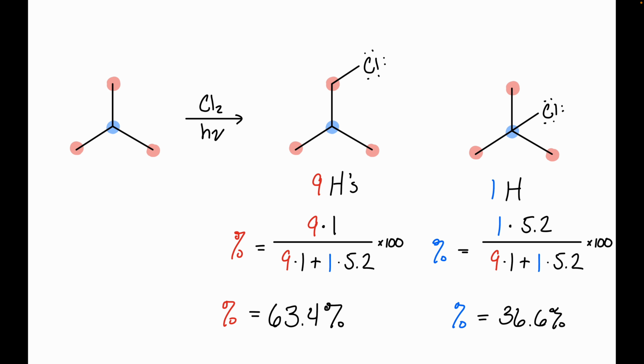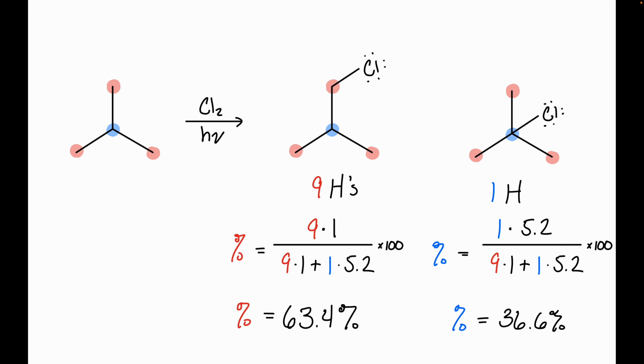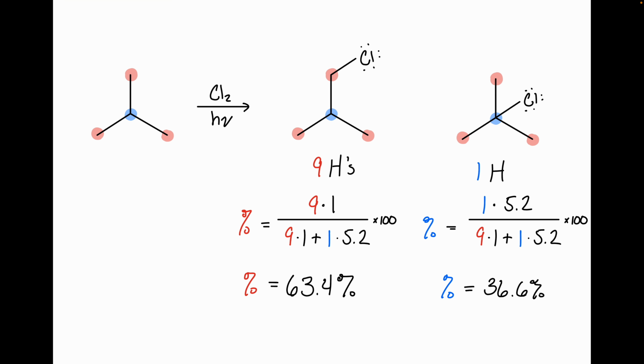So what's our major product here? The primary. But wait, I thought that primaries were less stable than secondaries were less stable than tertiaries. So why do I have a major product here that's that primary carbon?